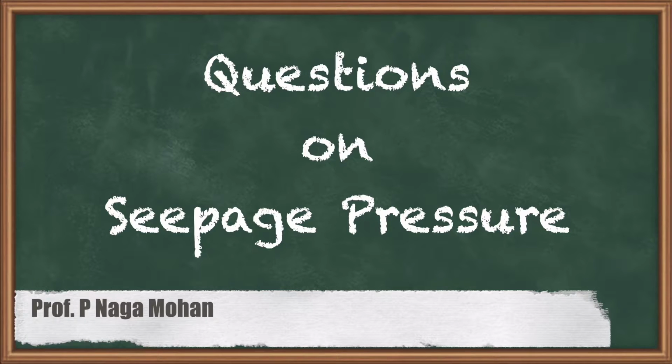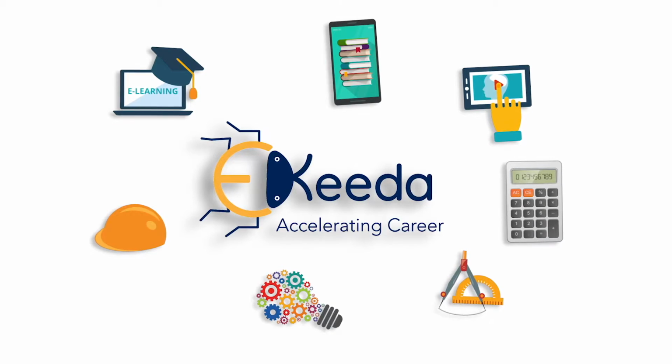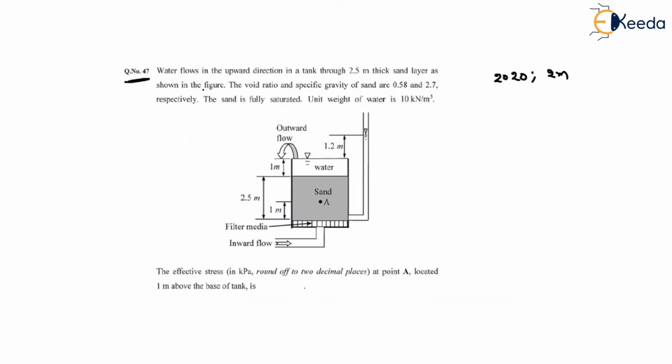So this is the question they have asked in the year 2020, and they have asked it for 2 marks. Now this problem is on seepage pressure, right? Water flows in the upward direction in the tank through a 2.5 meter thick sand layer as shown in the figure. The void ratio and specific gravity of sand are 0.58 and 2.7 respectively. The sand is fully saturated. The unit weight of water is 10 kilonewton per meter cube. What we have to find? We have to find the effective stress at point A.